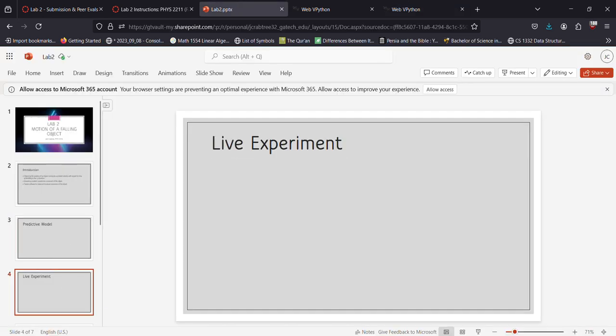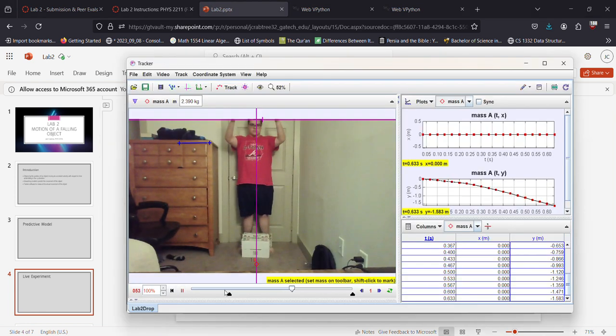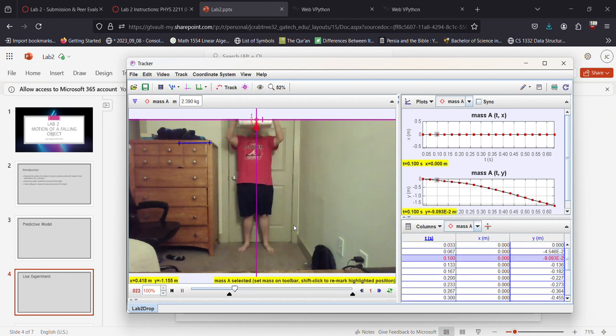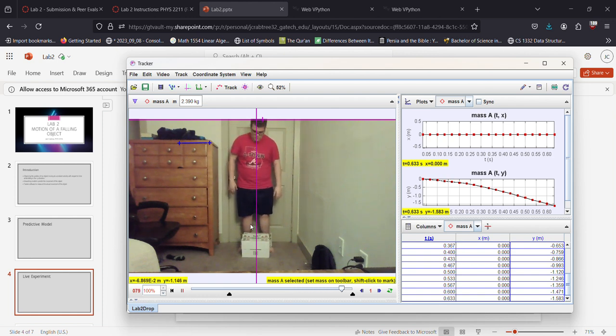Here's my live experiment. Dropping a cardboard box and measuring the distance, the change in y, in intervals of 0.033 seconds.